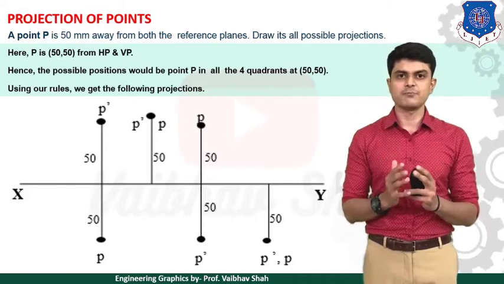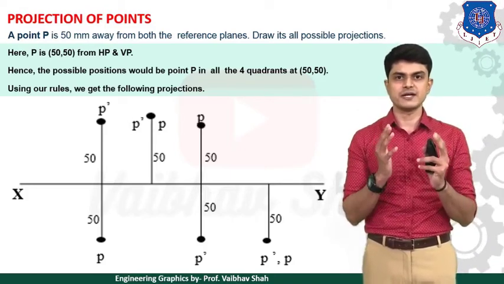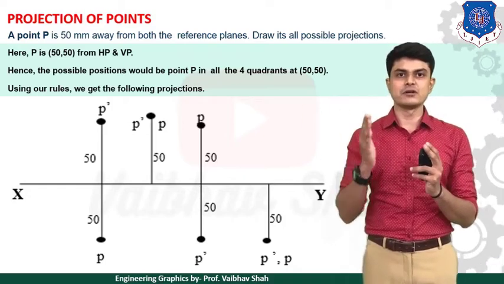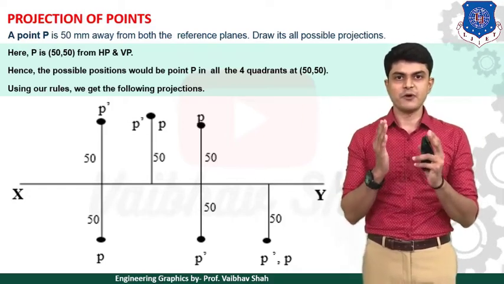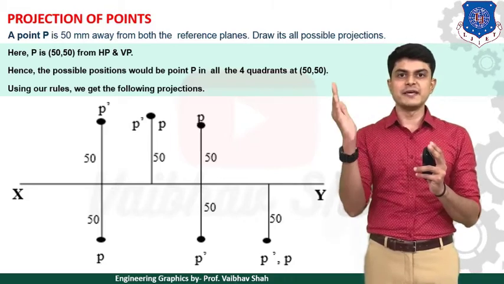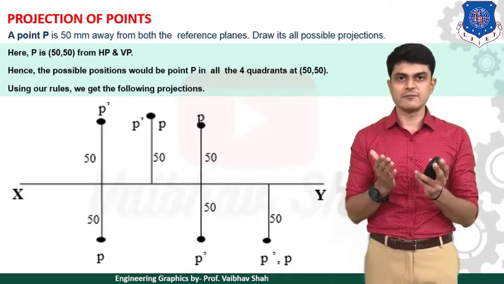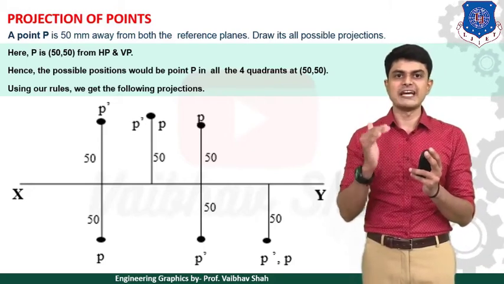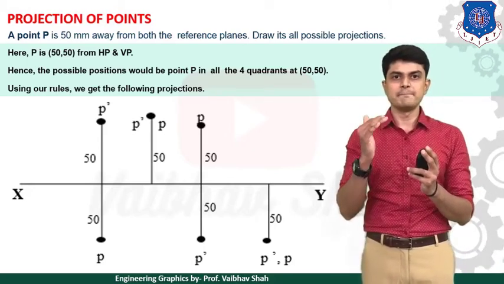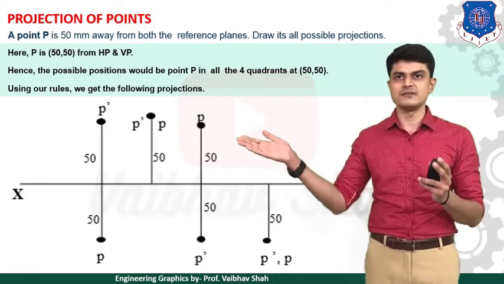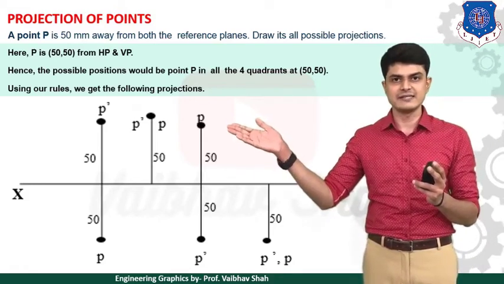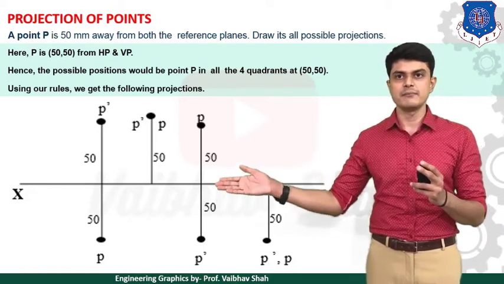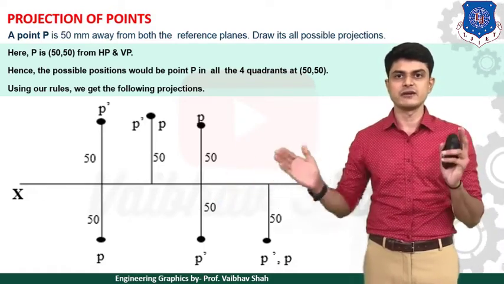First we will be plotting this point for the first quadrant. So for the first quadrant, what is the case? The point is above HP and in front of VP. Remember the quadrant system. So here our point P is above HP and in front of VP. Let us plot this point. Above HP means your point would be P dash above the XY line, as you can see, 50 mm above the XY line. And in front means what? Below XY line. So your answer would be P below the XY line. So the first quadrant we have solved.